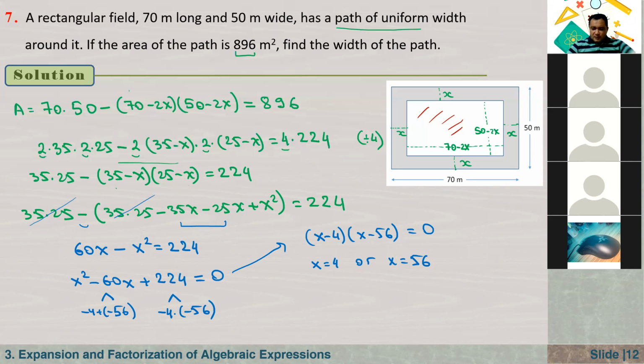You think, is it possible, for example, if x equals 56, if you substitute here, what will happen here? 50 minus 2 times 56, this will be very huge. It will be a negative number, right? So this 56 is not a possible answer. This is rejected. Then it's 4, right? That's why, because this was a very weird question. 50 minus 2 times 56, because the width of the rectangle is 50 meters, right? The width of the path cannot be more than 50. So that's why it is rejected. So the width of the path is, what is it? 4 meters.